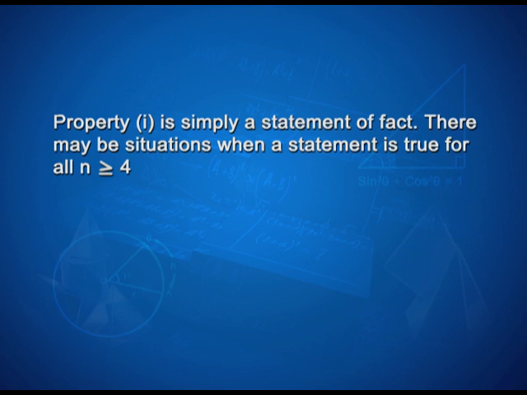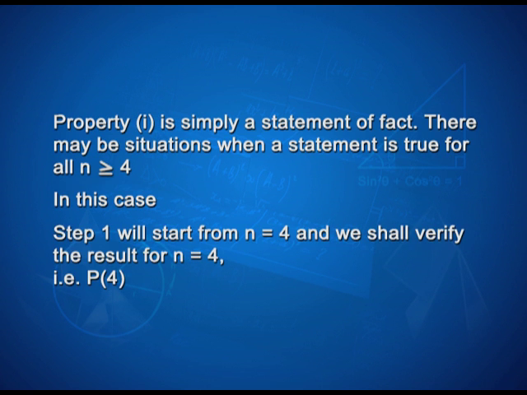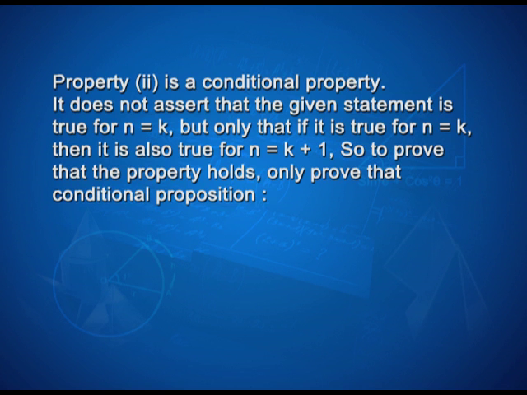Here property 1 is simply a statement of fact. There may be a situation when a statement is true for all n greater than or equal to 4. In this case, step 1 will start from n is equal to 4 and we shall verify the result for n is equal to 4, that is P of 4, whereas property 2 is a conditional property.